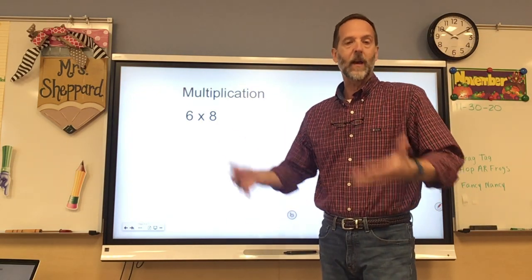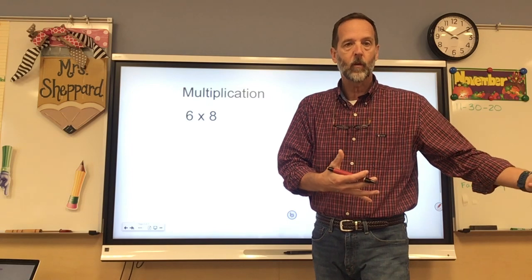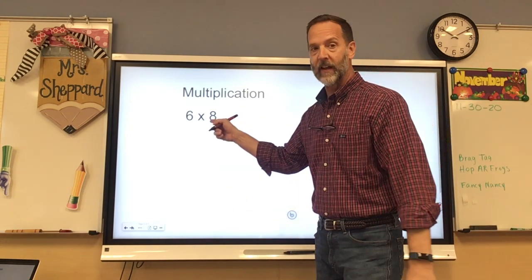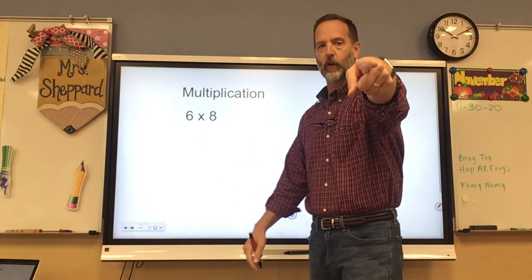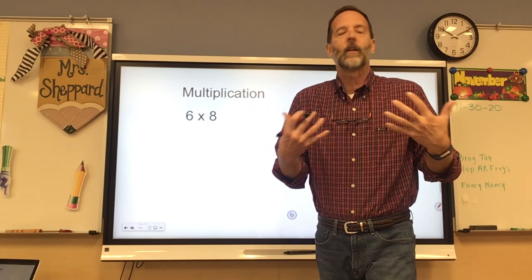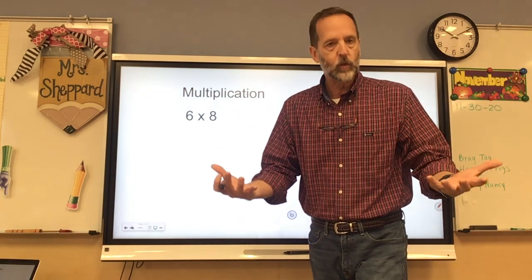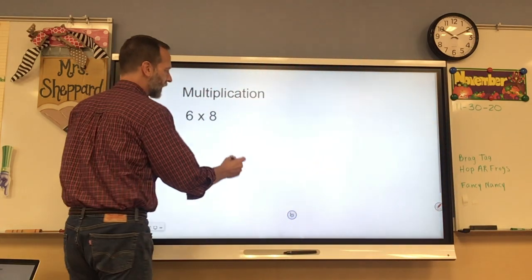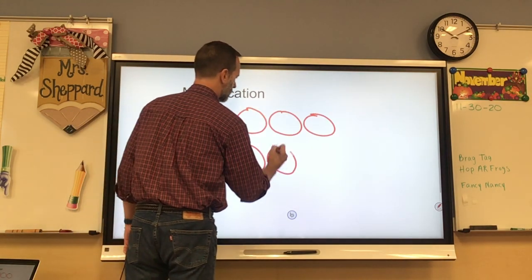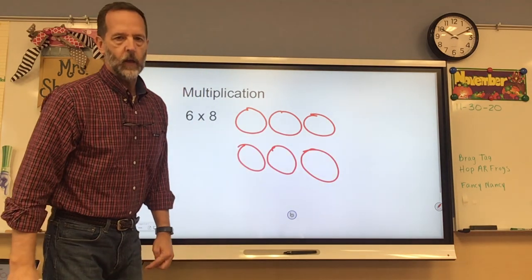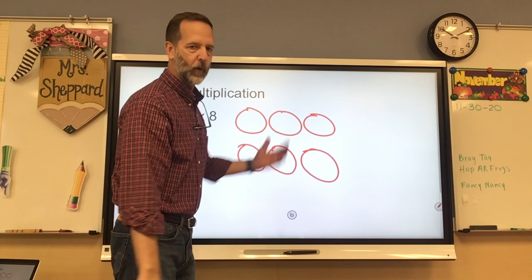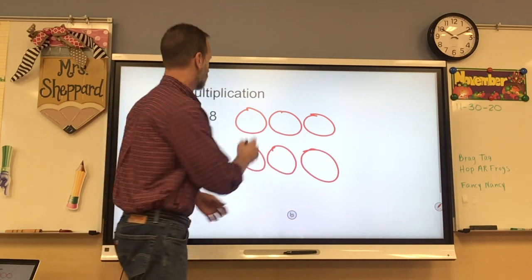All right. 6 times 8 tells me I have 6 groups of 8. Okay? 6 groups, 8 in each group. Now, if you know your facts, you already know what that is, right? Raise your hand if you know what that is. Good for you if you've learned your facts. If you don't know what it is, we have to have a way to find it. 6 groups of 8. So we can simply draw 6 groups. Now, I'd rather not see a bunch of tally marks in each one, putting 8 in each one. We can simply write the number 8.